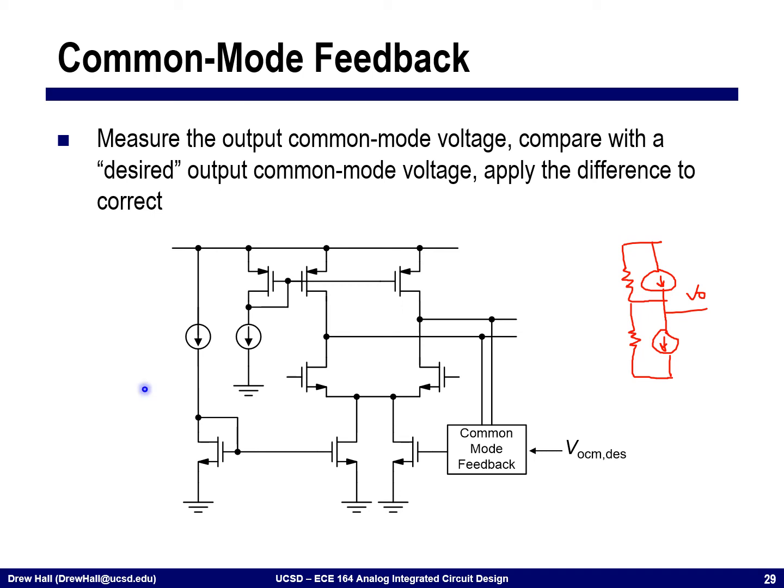common mode feedback. In common mode feedback, we're going to sense the output common mode voltage, compare it with a desired output common mode voltage, and then feed back part of this to the input. Okay, so in this case, it's using the tail current source down here. We've split it up into two tail current sources, and we're using this one in order to set the output common mode voltage.